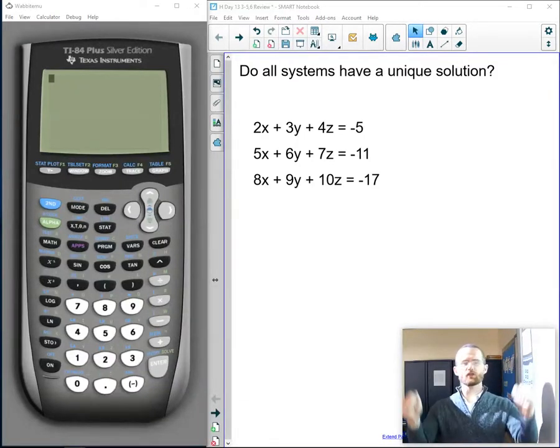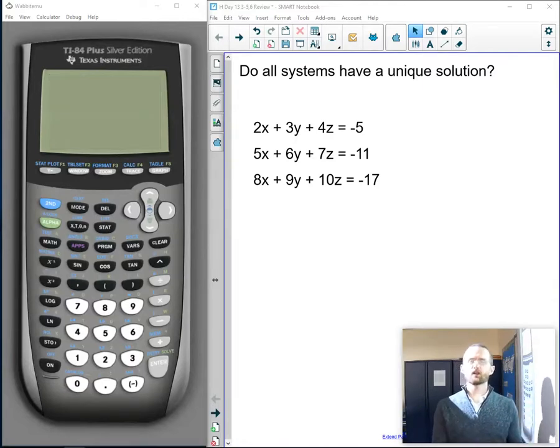The question is, do all systems have a unique solution? What we mean by unique solution is one collection of values, one value for each variable, that will solve the system. One and only one. Now, hopefully if you're thinking about this, well, no, of course not.